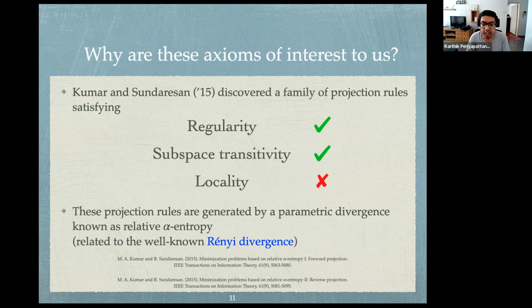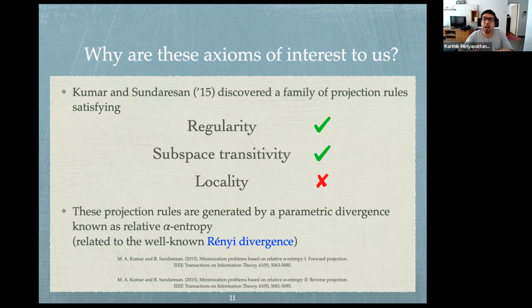But locality is not satisfied here. Also, relative alpha entropy is not a Bregman divergence. Renyi divergence is also not a Bregman divergence. So the question that arises is this: relative alpha entropy, here alpha is a parameter, so it's a family of functions, a family of divergences, one for each alpha. So are these relative alpha entropy projection rules the only projection rules which satisfy regularity and subspace transitivity, but not locality?